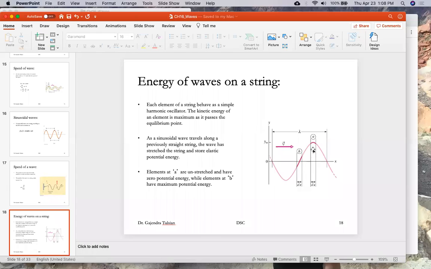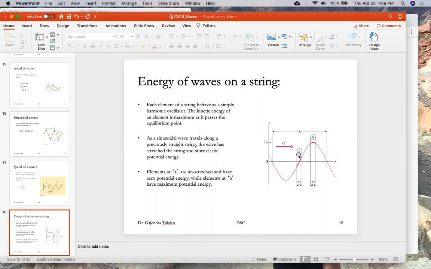Okay. Now you see, think of the string as made of a stretchable material, a rubber band. And right at the top there, the string is not stretched at all. And if you stretch a rubber band, that's when you store potential energy. So there is no potential energy stored here. And here the string is stretched, so the potential energy is the most here.